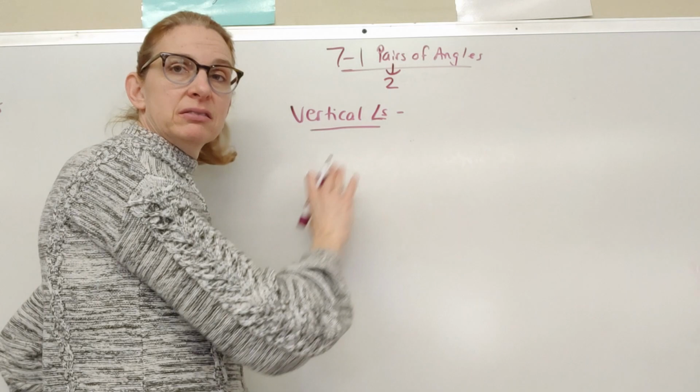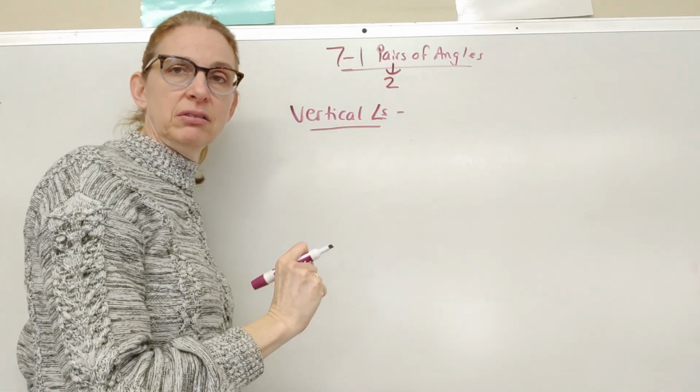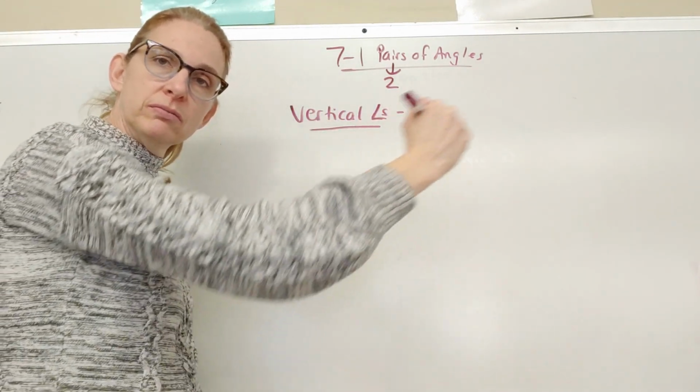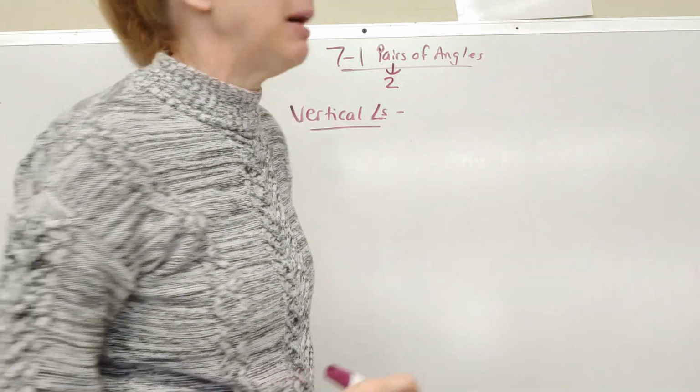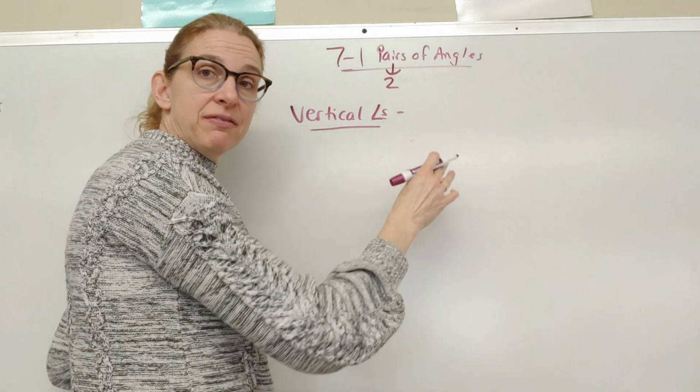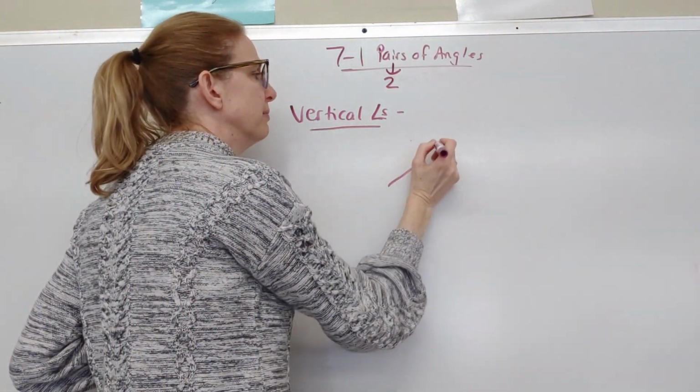So pause a minute, write out the definition. I don't need to do that with you myself. You can see it in your book. Formed by intersecting lines that are opposite each other. But I am going to draw it. So after you write out the definition, we're going to do a picture.